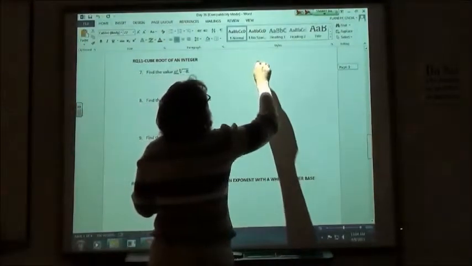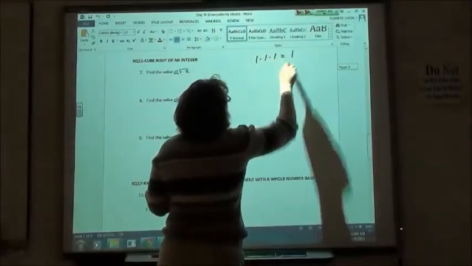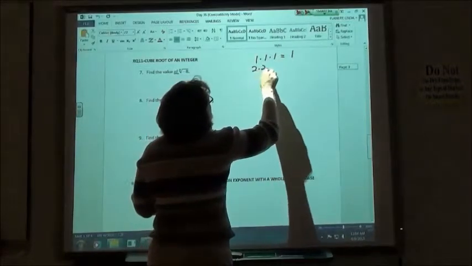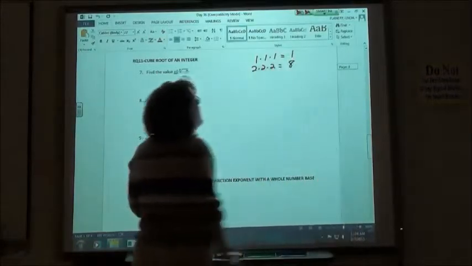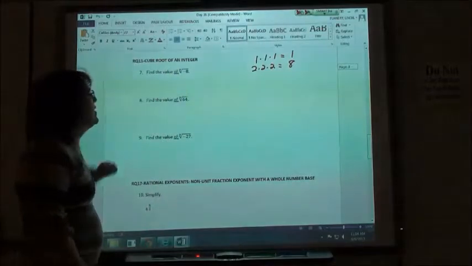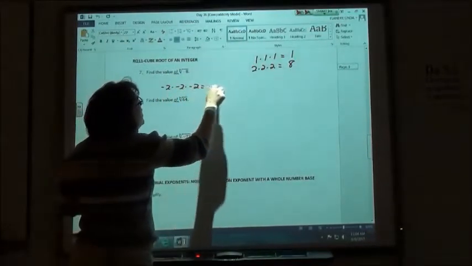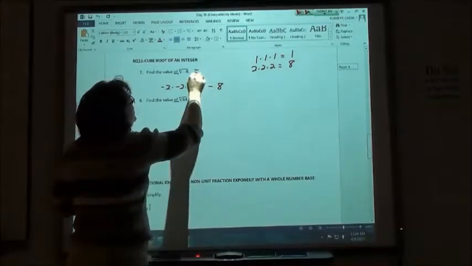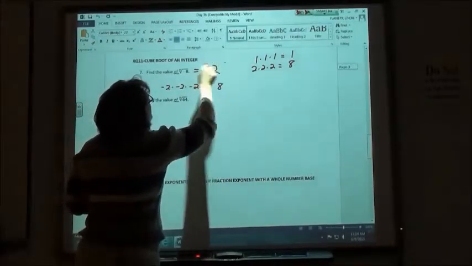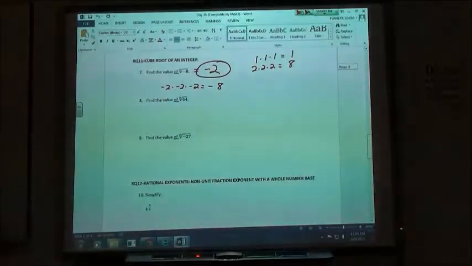Well, if I do 1 times 1 times 1, I only get 1. 2 times 2 times 2, oh, I get 8 there. I want a negative 8. If I did negative 2 times negative 2 times negative 2, I get negative 8. The cubed root of negative 8 is just negative 2.